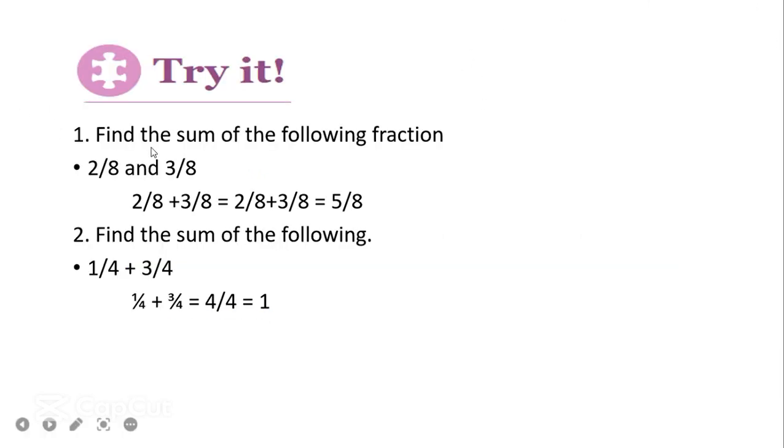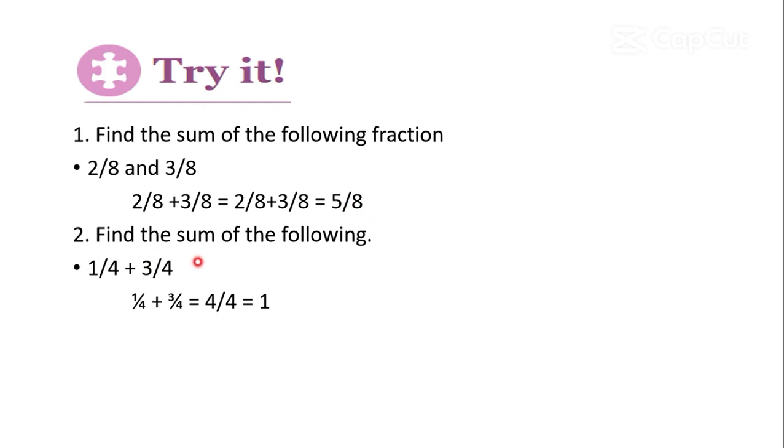Example, if we have 2/8 and 3/8, we need to get its sum. Since our denominator is the same, which is equal to 8, you need to copy it, then add the numerators, 2 plus 3, which is equal to 5. So our answer is 5/8, and we cannot simplify it because there is no common number that can divide both 5 and 8.